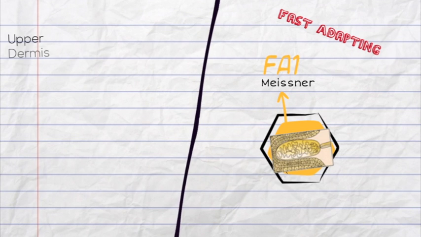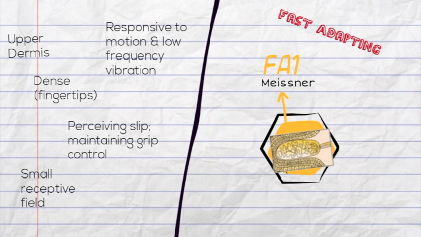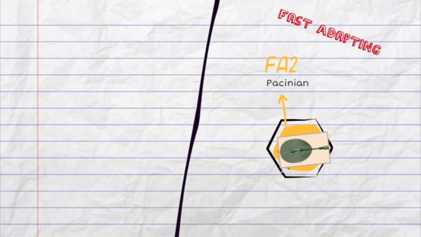Our first one we'll talk about is the FA1 cell, also known as the Meissner corpuscle after its specialized ending. These are in the upper dermis, are relatively dense, especially in your fingertips, react best to motion and low frequency vibration, and function in perceiving slip and maintaining grip control.